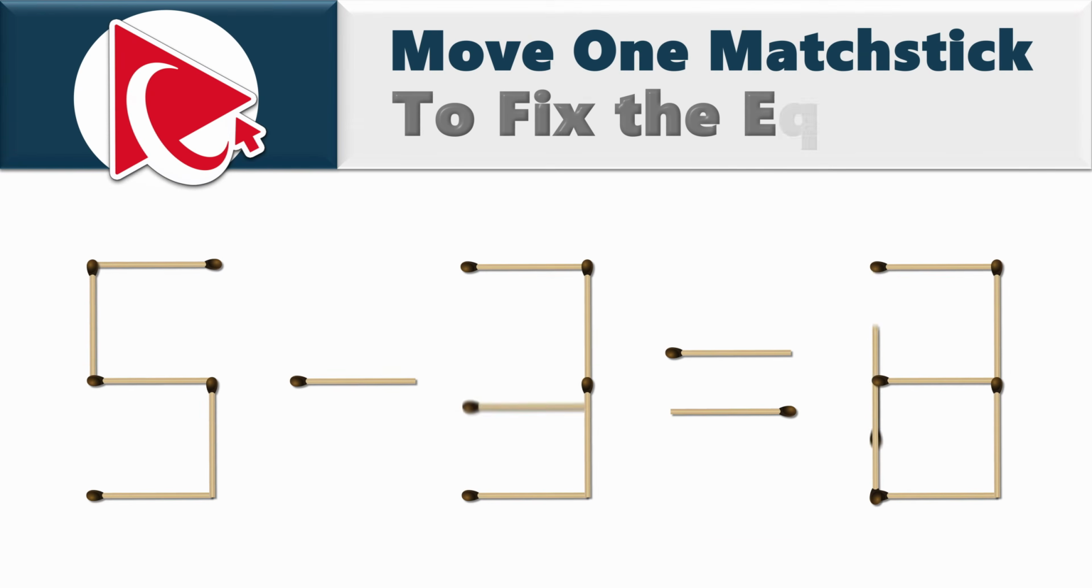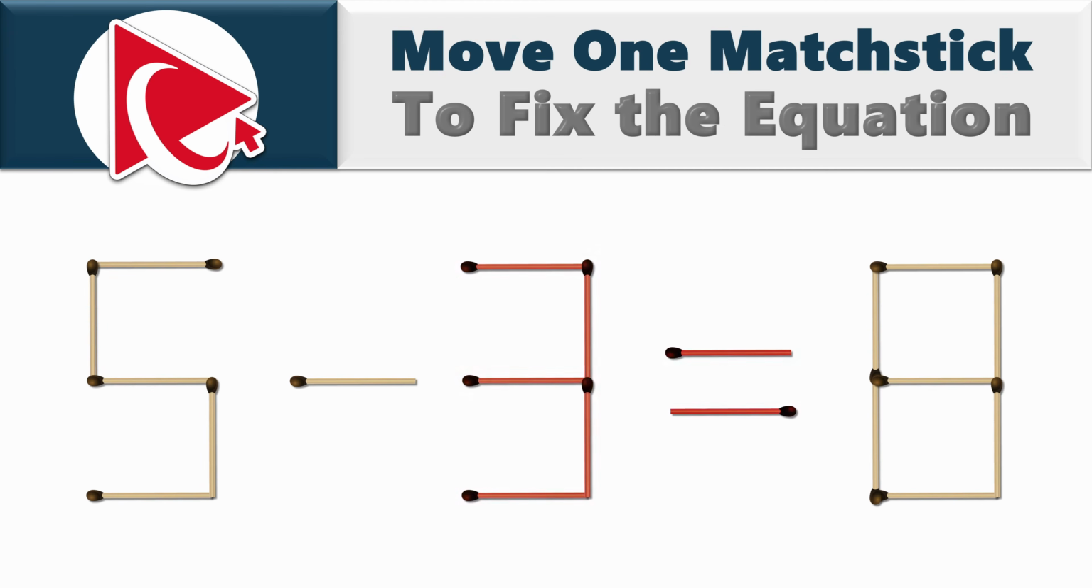You're presented with the equation, built with the matchsticks. The equation is not correct right now. An equation is 5 minus 3 equals 8. Your goal is to fix the equation by moving just one matchstick. Yes, just one. It seems so easy, but maybe it is or maybe it isn't.